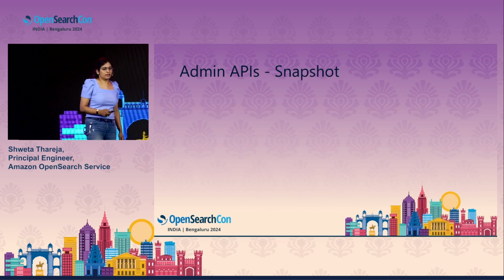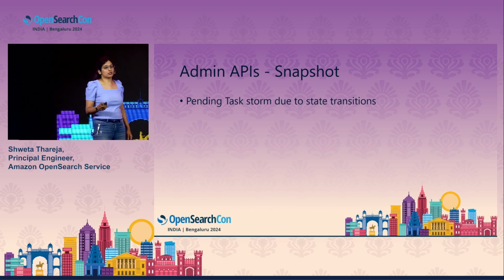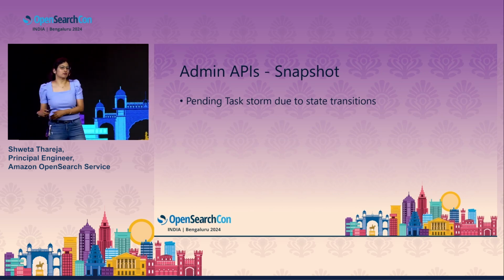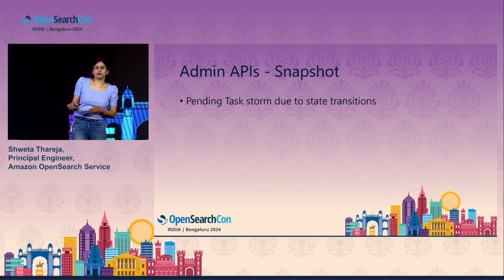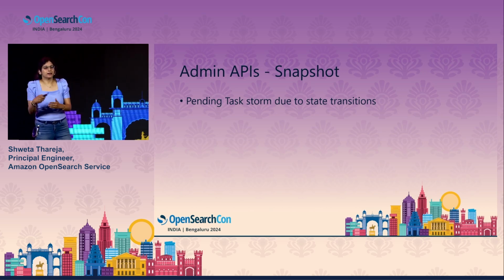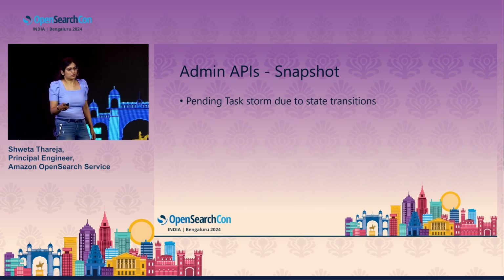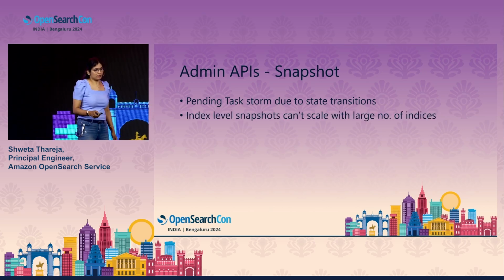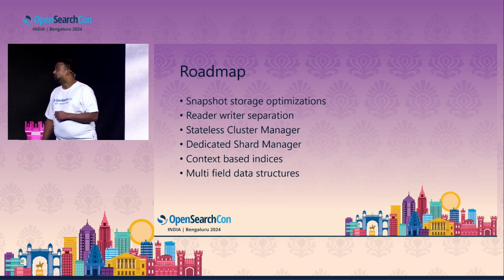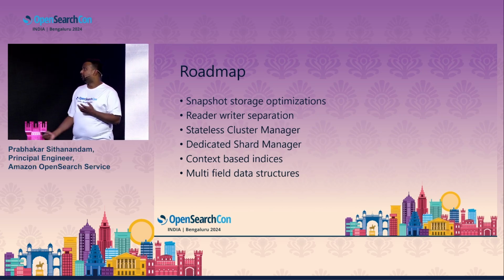We are also looking into some optimizations on the snapshot APIs, because again, the same challenge exists with snapshots. When you take a snapshot, you have to go and touch every shard in your cluster to take a snapshot, and again, it doesn't scale. So we are looking into optimizations on the snapshot side. And with this, these are some of the items that we are currently working on, which will help us to scale better.